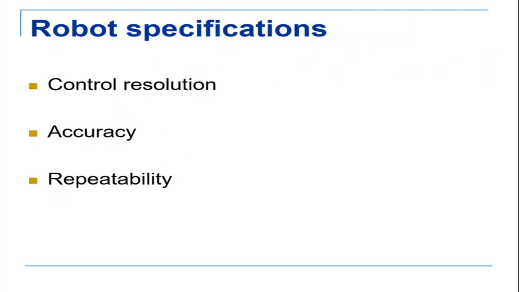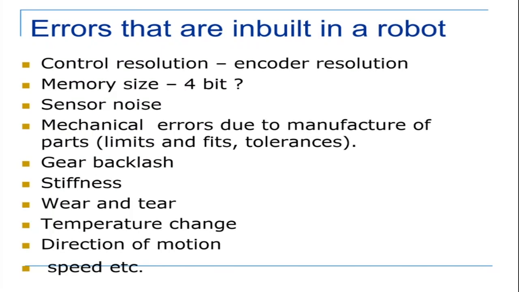These are the three terms that are used for specifying a robot: the control resolution, which the manufacturer has to tell, the accuracy of the system, and the repeatability of the system. Now, what are the errors that are inbuilt in a robotic system? For example, control resolution is the encoder resolution.